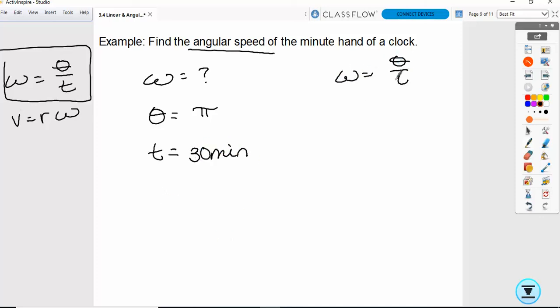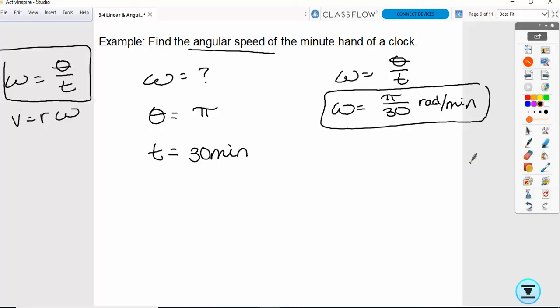So then if we do omega equals theta over t, we get pi over 30. What would be my units here? Pi is radians per minute. Okay, depending on what you pick, it will be different. If you did it in terms of hours, you would get 2 pi radians per hour. So you have to just make sure that you are putting those labels there on your answer. All right. Is that one okay?